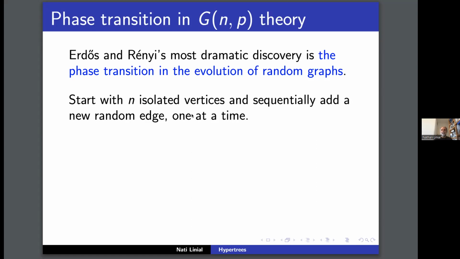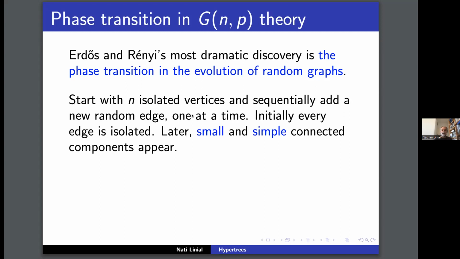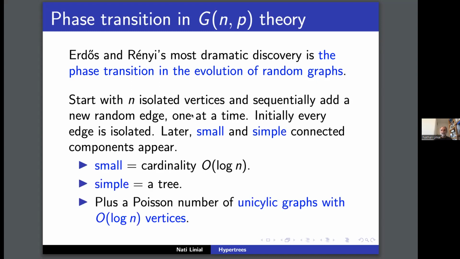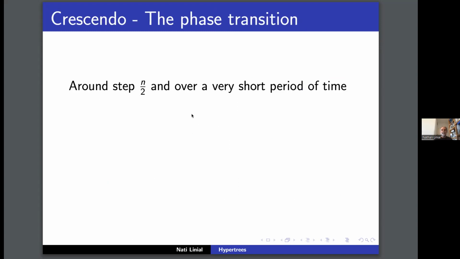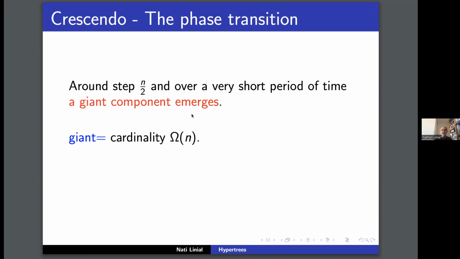Perhaps the most dramatic result of Erdős and Rényi is the phase transition in random graphs. You start with n isolated vertices and add random edges, one at a time. Initially, every edge is isolated. Later, small and simple connected components start to appear. Small means the cardinality is only logarithmic, and simple means they're either a tree or a tree plus one edge, so unicyclic. Then around step n over 2, over a very short period of time, a giant component emerges. Giant means that it has linear cardinality, and time n over 2 corresponds to probability 1 over n.